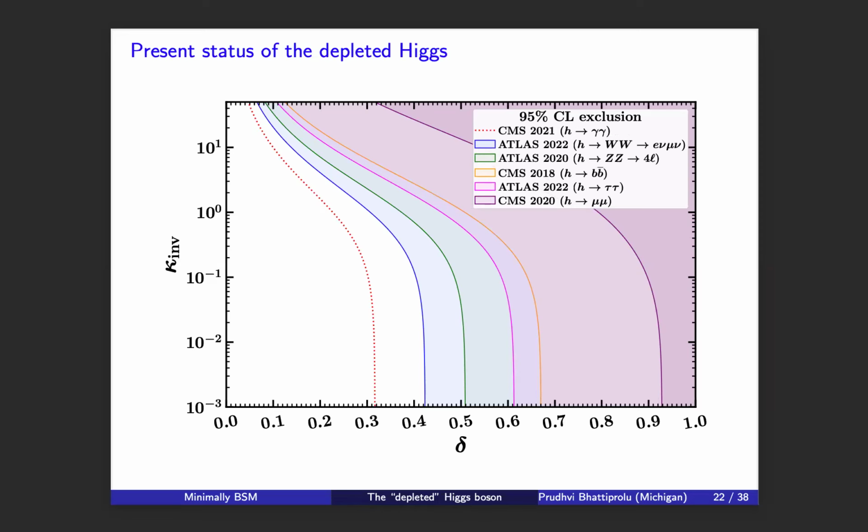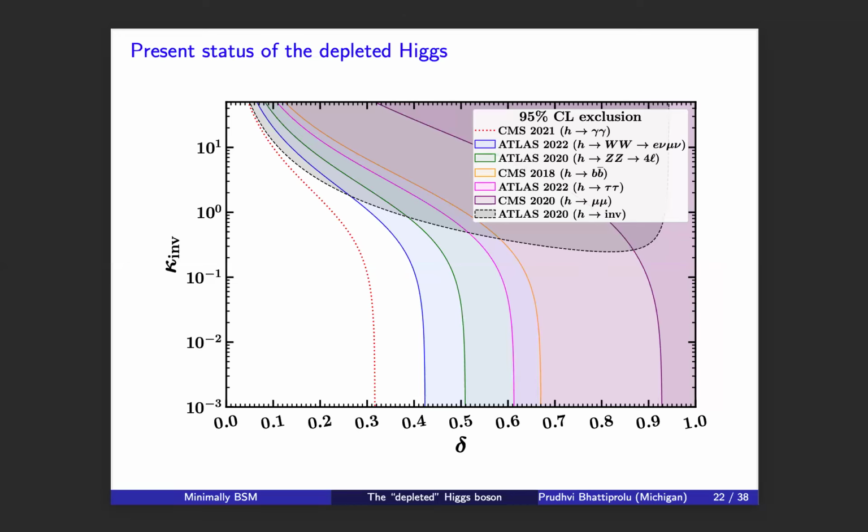And then the dotted line here corresponds to the constraint from Higgs to gamma gamma. And note that Higgs to gamma gamma arises at one loop in the standard model, and so these could be sensitive to new states, new particle content.